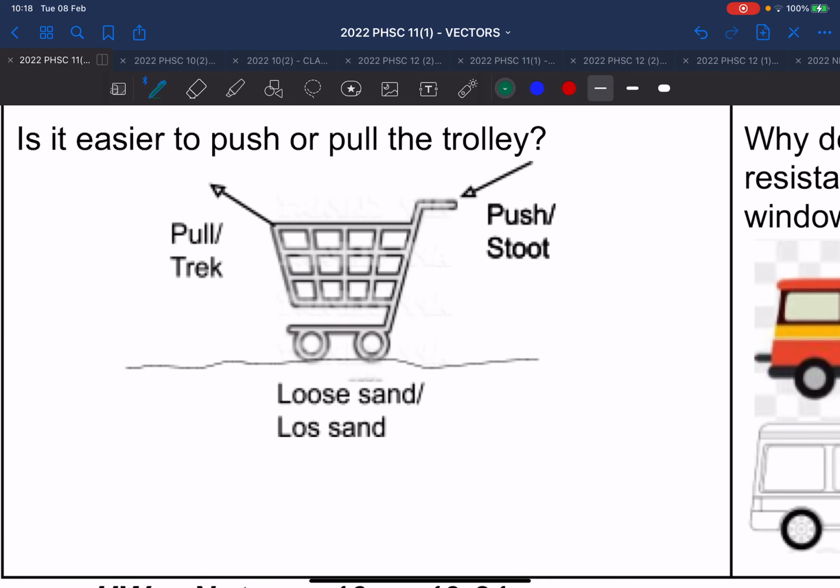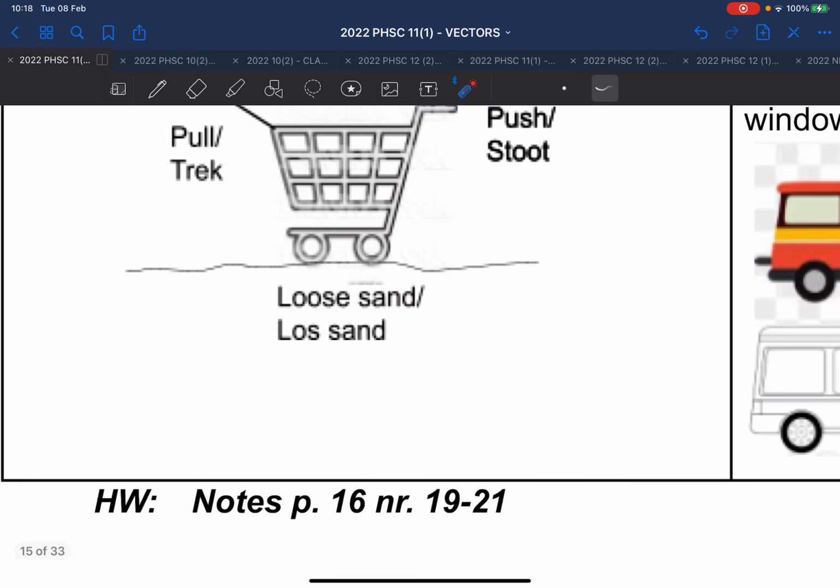Is it easier to push or to pull the trolley? As you can see, there's a trolley, and we don't know why, but someone is pushing or pulling it over loose sand. Right, so which one will be easier? To pull. Why? Yo, that is beautifully said. That is a sweetie. Guys, I'm generous today, huh?